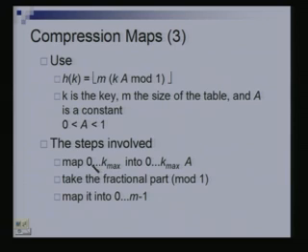I'll repeat this. You first took your key, multiplied it by a, where a is some number between 0 and 1. Then from what you got, you took the fractional part of that number, which is again something between 0 and 1, and then you rounded it down. So this is another popular compression map. You could have done something different here. You could have, for instance, taken this and mapped it to 0 through m minus 1 directly, although it's not clear how you would do it, perhaps divide by m or some such thing. So this is one popular way of doing things.